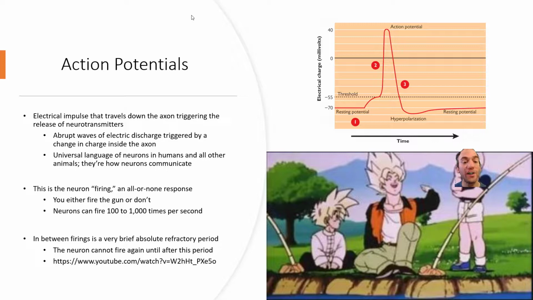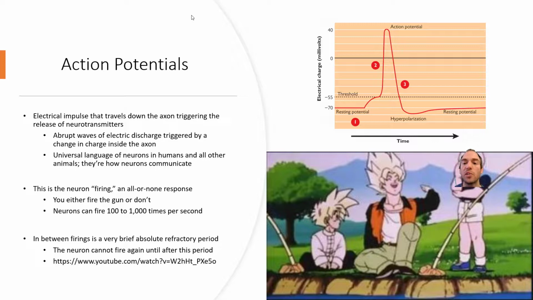Neurons can fire, though. What I'm explaining is happening thousands of times per second. This is going on for billions of neurons. In between firings is a very brief absolute refractory period. The neurons cannot fire again until after this period.